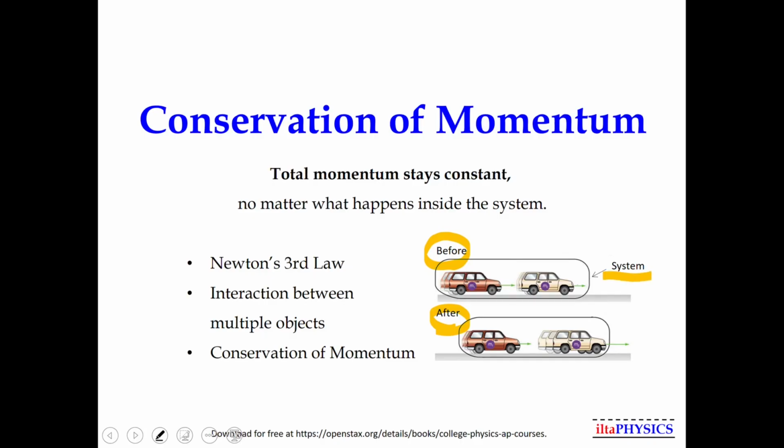Take a look at the image on the right. Let's imagine two cars driving in the same direction. If the dark brown car in the back is going faster, it will eventually collide with the car in front. In the diagram, before shows the moment leading up to the crash, and after shows what happens right after.